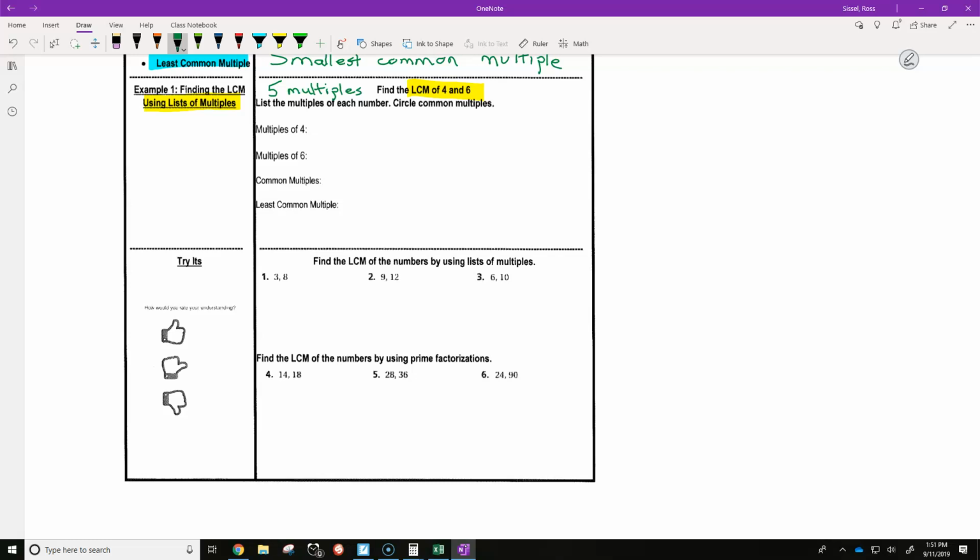So, I'm going to list the first 5 multiples. I'm going to look at the number 4, and I'm going to say, okay, 4 is always the first one. 4 times 1. If I times it by 2, I'd get 8. Times by 3, I'd get 12. Times by 4, I get 16. Times by 5, I get 20. Or I could say I skip count by 4: 4, 8, 12, 16, 20. My second line, I'm going to do the same thing but with the number 6. I'm going to skip count: 6, 12, 18, 24, and 30.